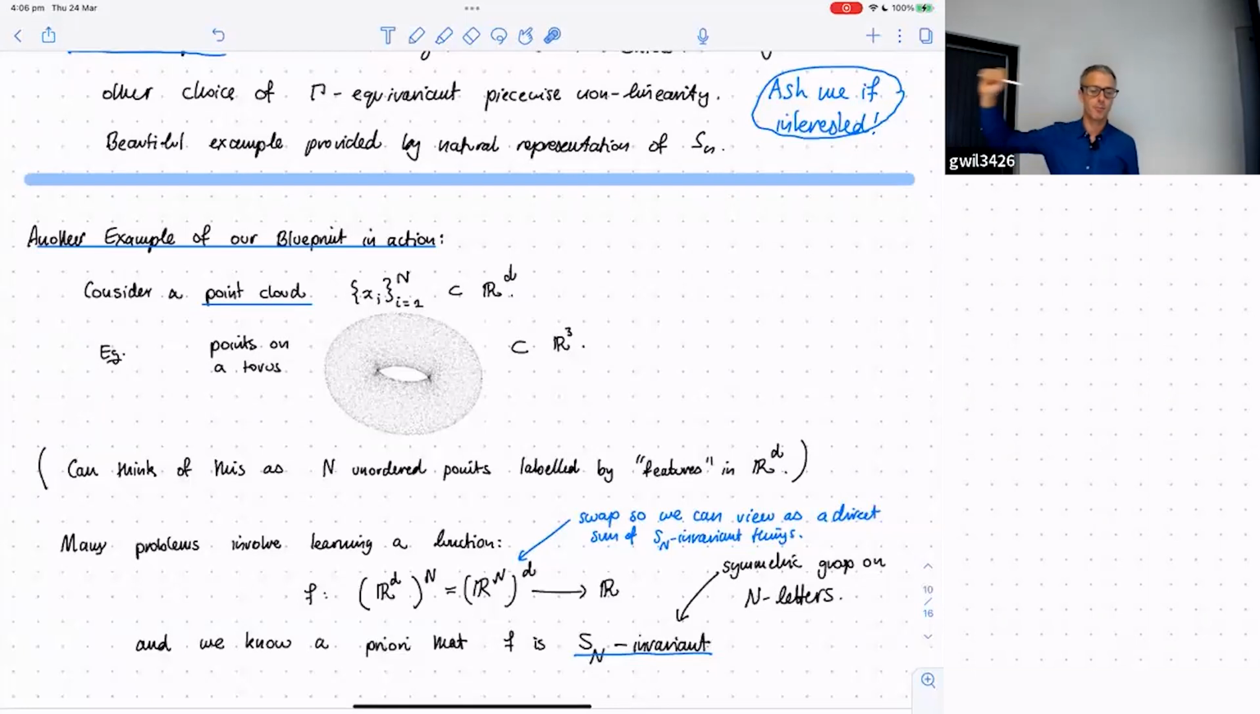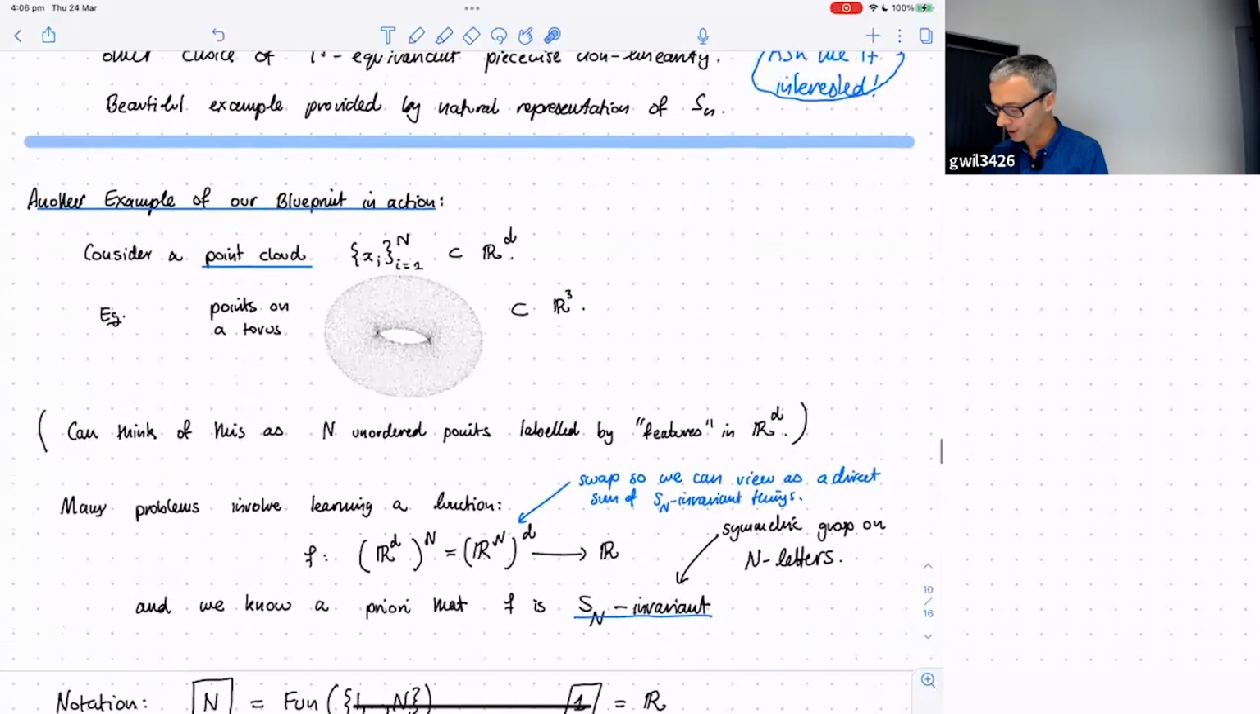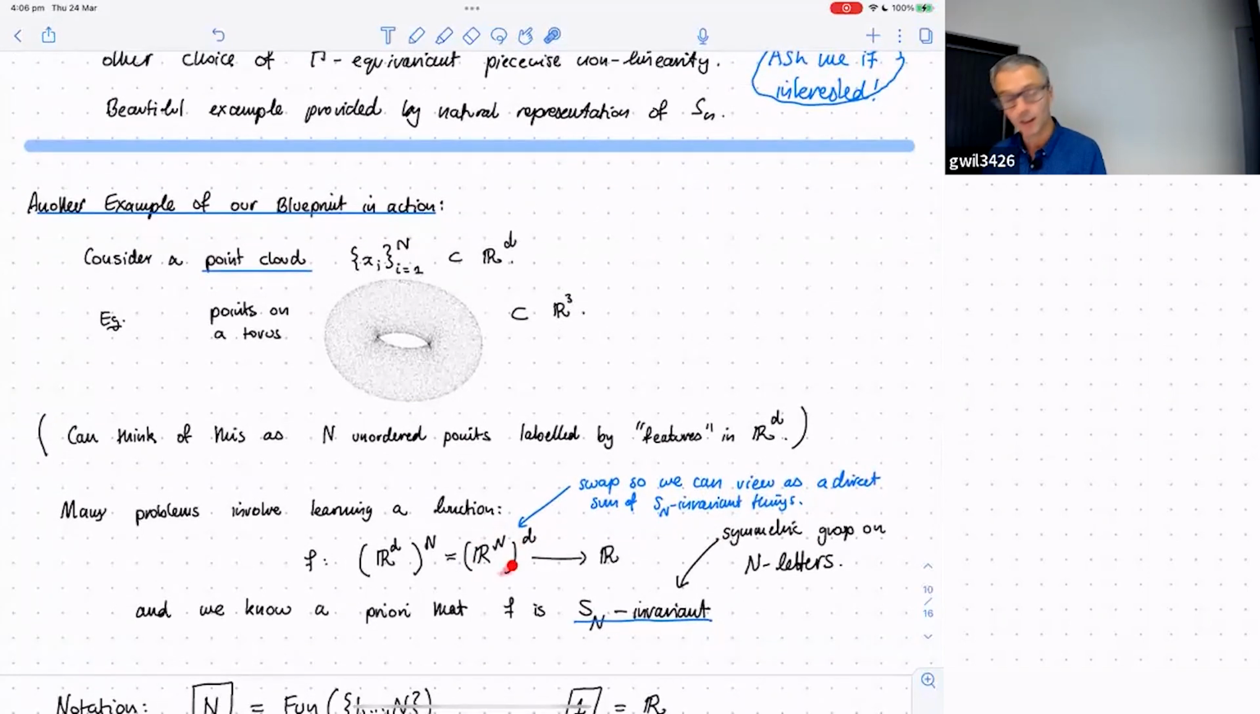So we want to make an SN invariant prediction. Basically, in the language of representation theory, we have a whole lot of copies of the most basic permutation representation of SN, namely SN acting on functions on an N set. And we want to make an SN invariant prediction.